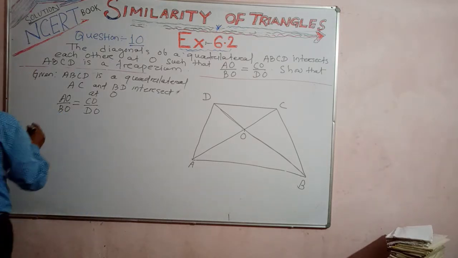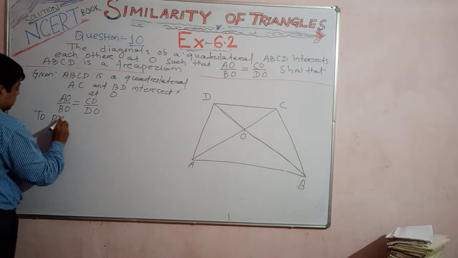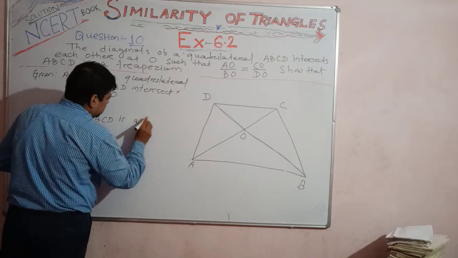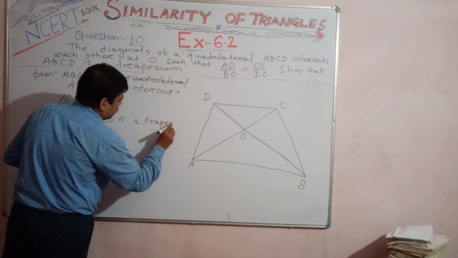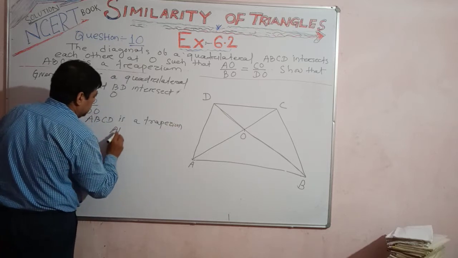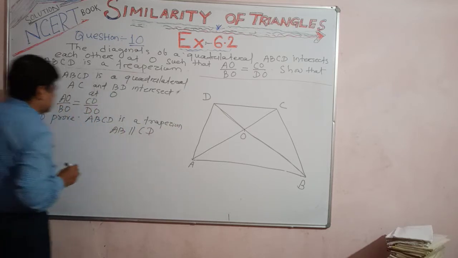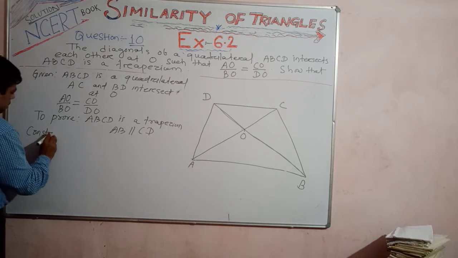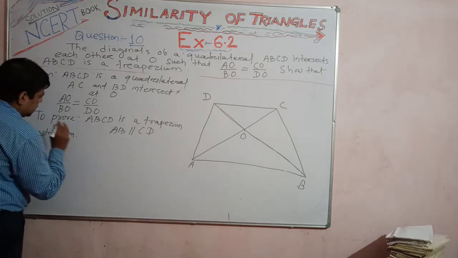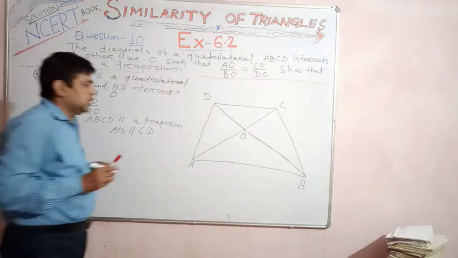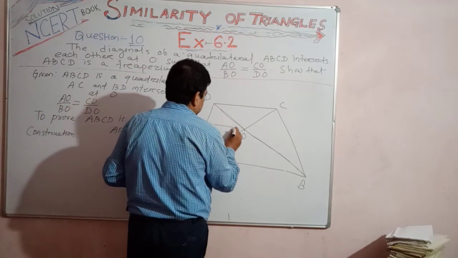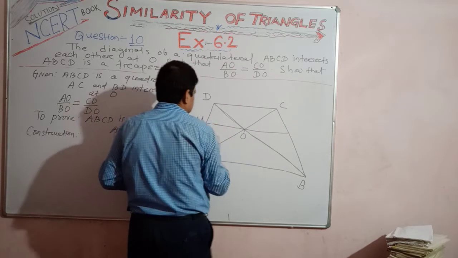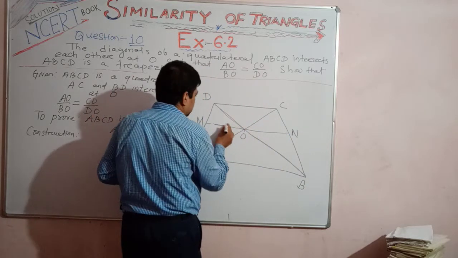So this much is given, and you have to prove that ABCD is a trapezium. It means we have to prove that one pair of opposite sides, AB, must be parallel to CD. Then it can be a trapezium. Now for construction, one more construction we have to do, because we have to prove it according to the basic proportionality theorem and converse basic proportionality theorem. That's why you have to draw a line MN through the point O in such a manner that MN is parallel to AB.